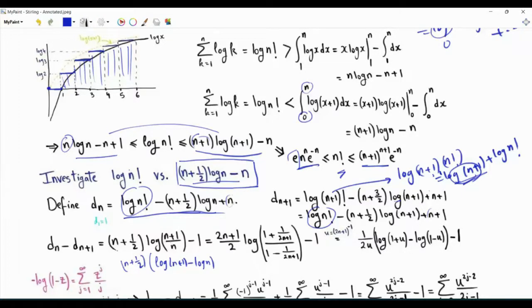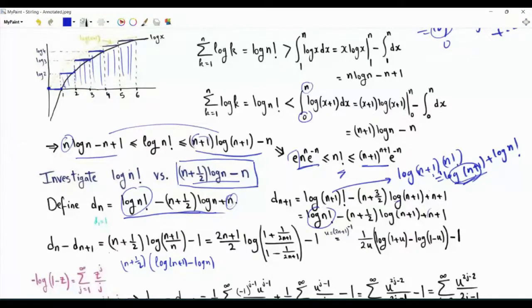And so these two can be combined as (n plus 1/2) log((n+1)/n) minus 1. The 1 came from replacing this n by n plus 1, and then when we took the difference, this plus 1 became minus 1. Now the trick is that we will write this expression here in terms of 2n plus 1.